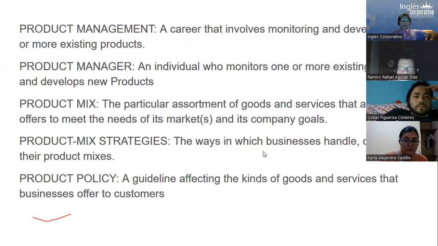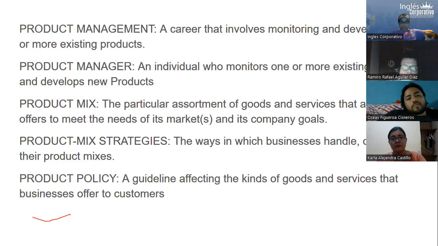Good. Product management. Who wants to read that one? Product management, a career that involves monitoring and developing one or more existing products. That is similar to manager, right? There are companies that have a lot of people thinking of new ideas, new products, new services. For example, Apple, they have a whole department just for that.